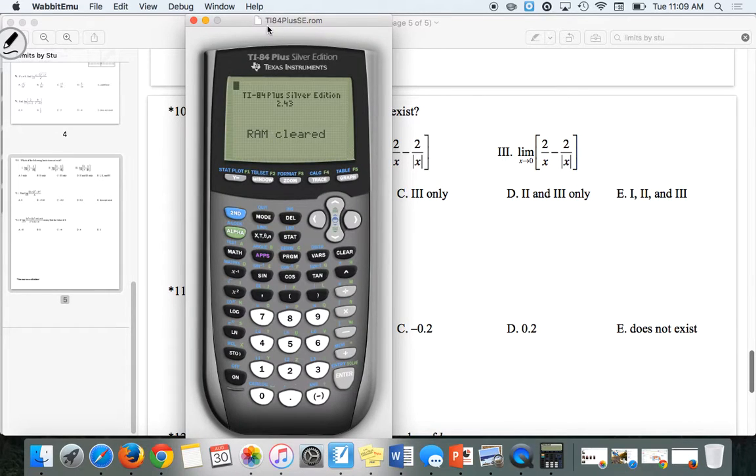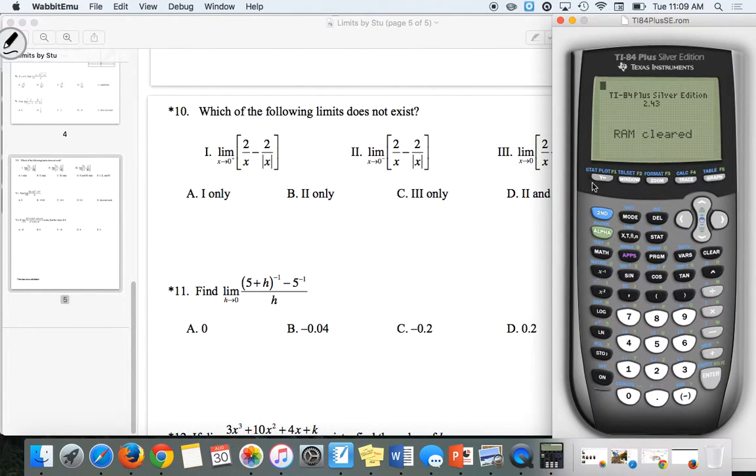If you hit math, you're going to go to y equals, and you have 2 divided by x, minus 2 divided by the absolute value. So you're going to do math, number, absolute value, x, and then you hit graph, and it looks a little funny. All right, so we have that.